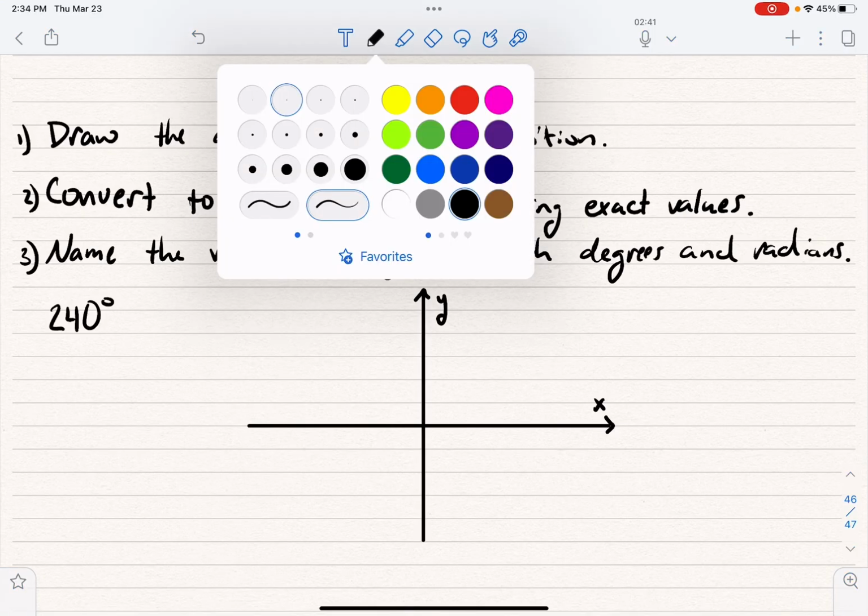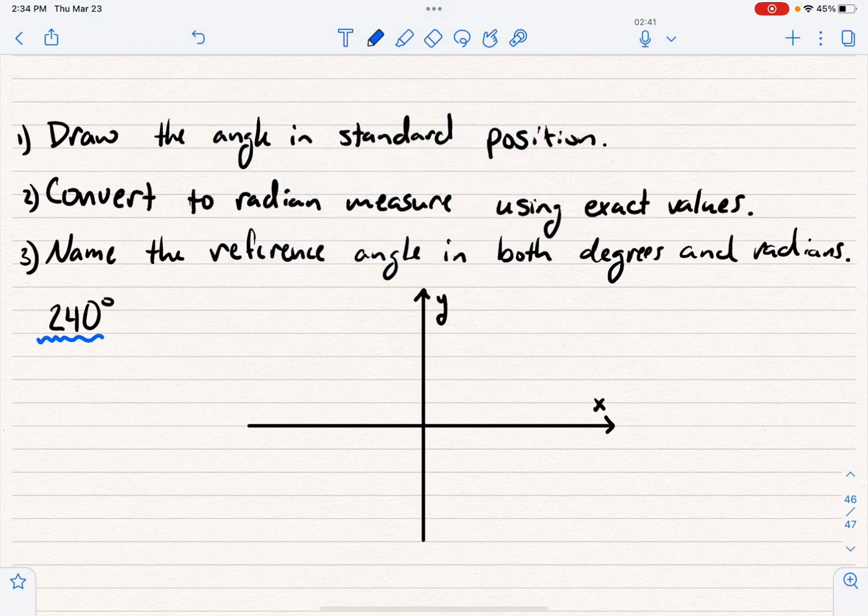We're going to try to do one problem real quickly. We are going to use 240 degrees as our example, and we have to do these three things. We've got to draw the angle in standard position, convert the angle to radian measure using exact values. That's important. And then we're going to make sure we name the reference angle in both degrees and in radians.